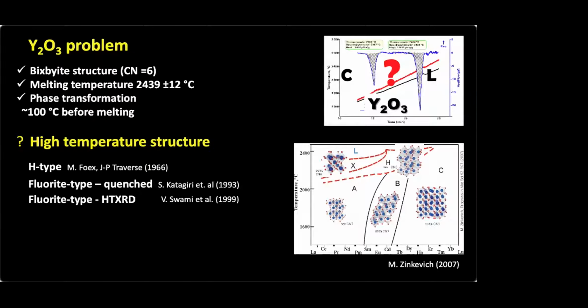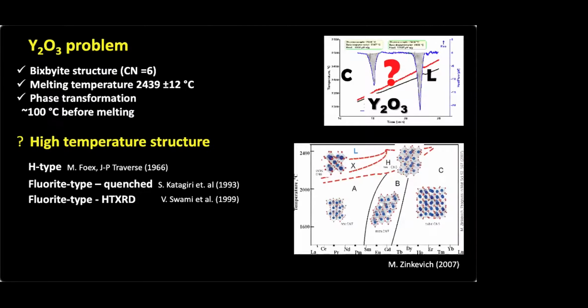So going into the yttria problem, the room temperature structure of yttrium oxide is bixbyite, similar to other heavy rare earth oxides. The yttrium ionic radius is between holmium and erbium. The melting temperature of yttrium oxide is actually well known and characterized by several techniques, and was suggested by IUPAC for use as a secondary temperature standard. It is also known that it has a phase transformation about 100 degrees before melting, which we can also see in DTA in our laboratory.